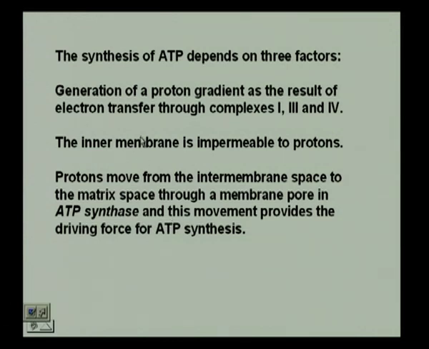Okay. So, basically we have the mitochondria. In the mitochondria we have a series of complexes which we are going to look at in a moment, and we have the inner membrane impermeable to protons. Since we need the protons for ATP synthesis, they have to be pumped from the matrix of the mitochondria to the intermembrane space, and this movement is possible only through the pore present in the protein ATP synthase. We will look at the structure of ATP synthase also, and this will provide the driving force for ATP synthesis.